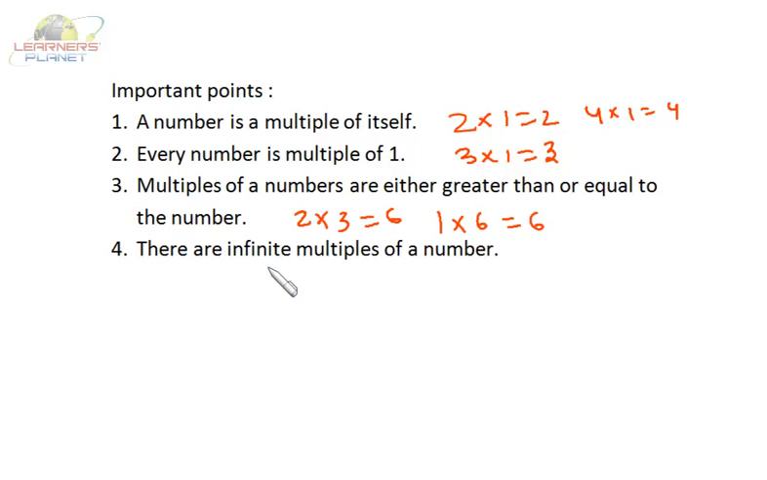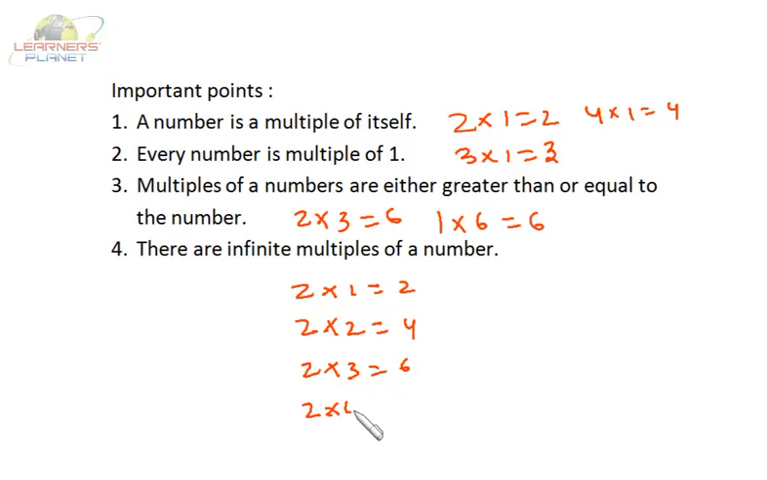And there are infinite multiples of a number. Why? Because if we start writing the table of any number, suppose I write the table of 2. So 2 into 1 is 2. So 2 is a multiple of 2 and 1 both. Then 2 into 2 is 4. 2 into 3 is 6. That means 6 is a multiple of 2. If I multiply 2 by 3, I get 6.